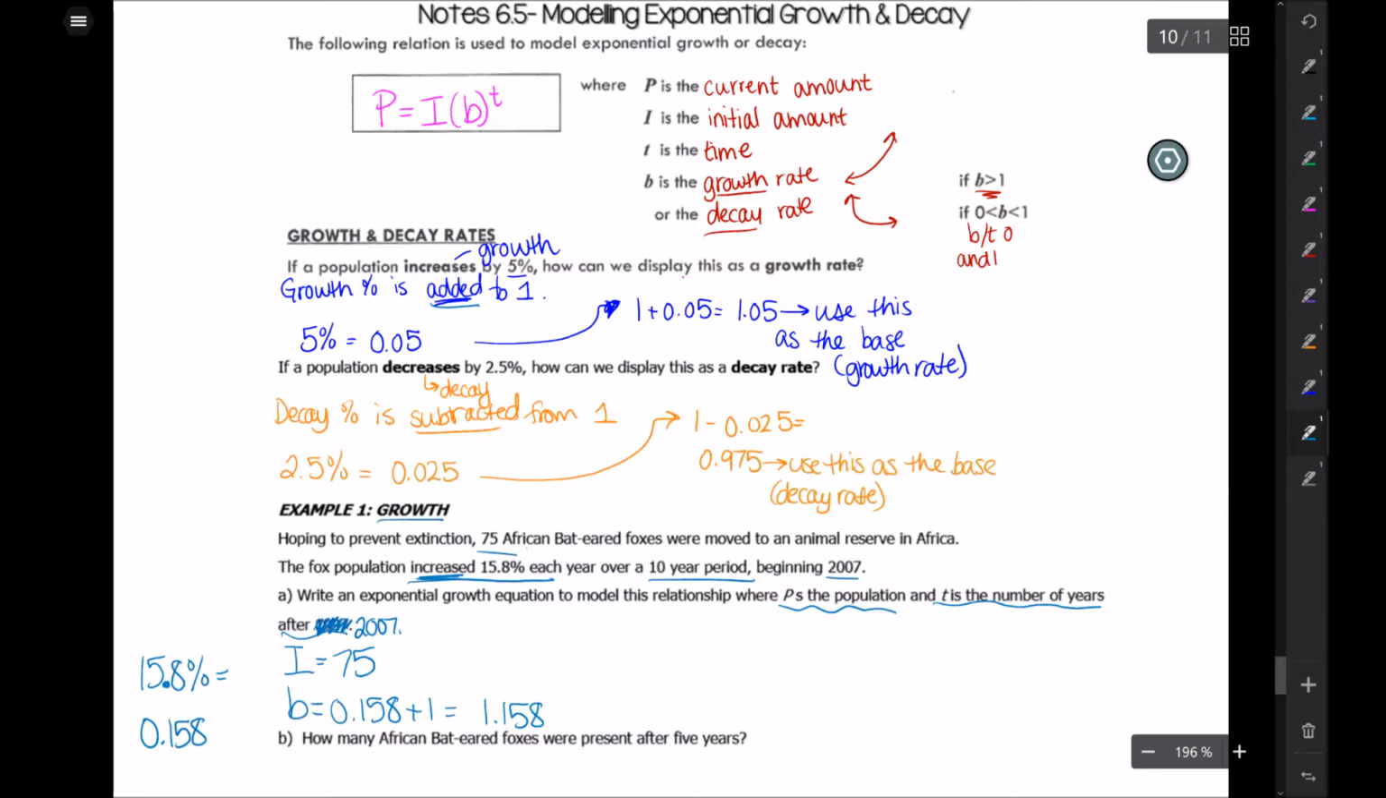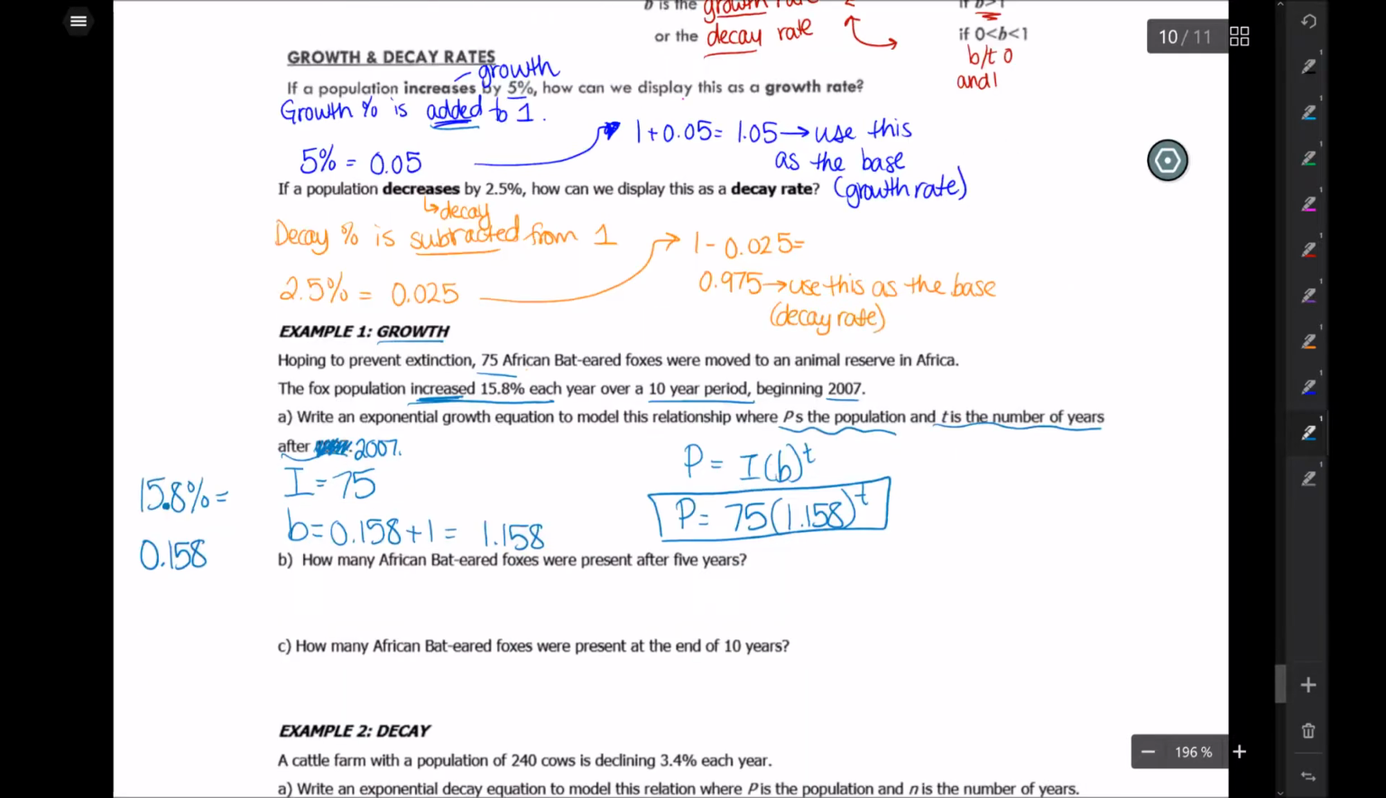P is changing and T is changing, so I'm not going to fill in that information right here. So I'm just going to fill in what I do know. So I know that the I, the initial amount, is 75. I know the B is 1.158, and the T is constantly changing. Okay, so that's my answer for part A.